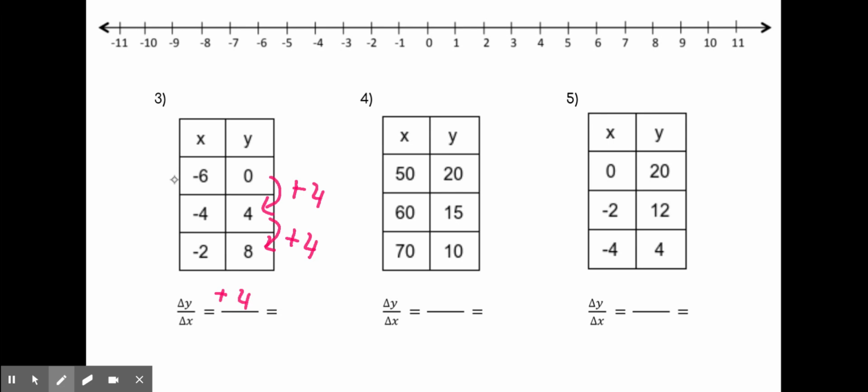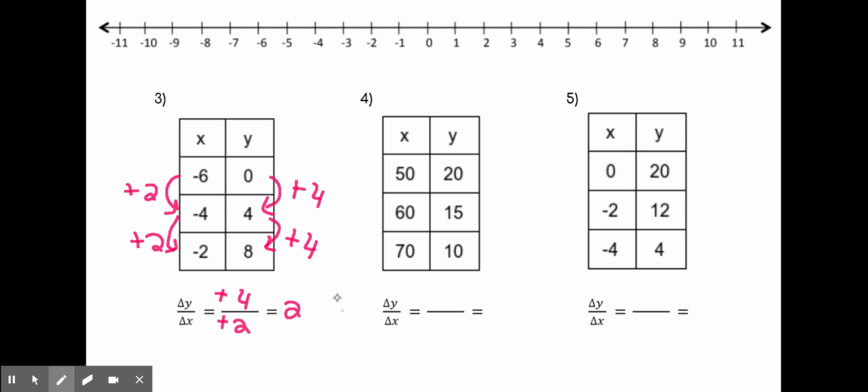What about my change in x? How do I get from a negative 6 to a negative 4? Well, here's negative 6, here's negative 4. That's in a positive direction, right? I'm getting bigger, and I go 1, 2 spaces. So I add 2 to get from negative 6 to negative 4. How do I get from negative 4 to negative 2? I'm going in the positive direction, that's to the right, and I go 1, 2. So I add 2. So a positive 4 over a positive 2, that simplifies. 4 over 2 is 2.